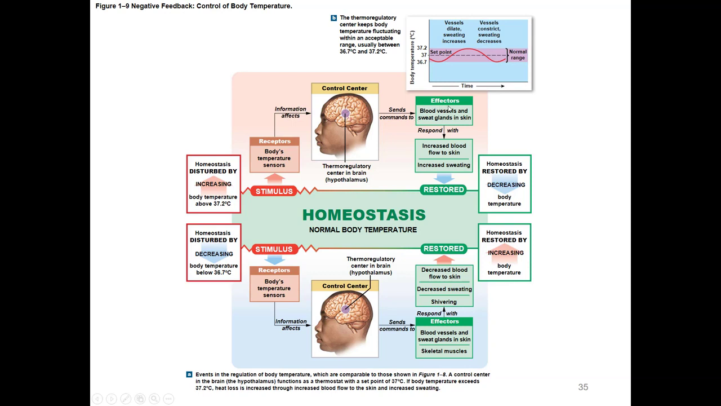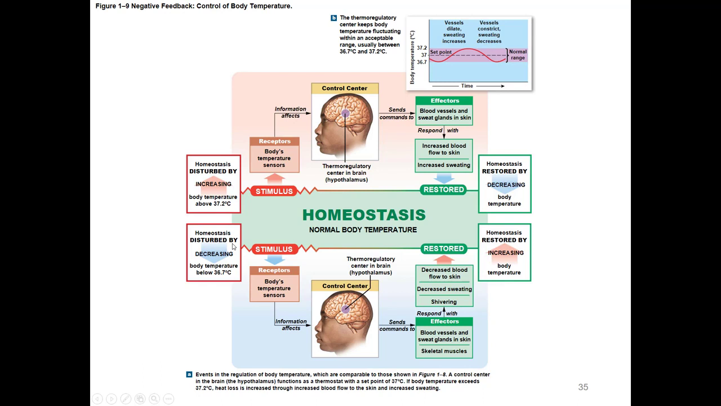Remember, the effectors fix the problem. So in this case, the effectors are blood vessels and sweat glands in your skin. Blood vessels will dilate. Increased blood flow close to the surface of the skin will allow heat to leave through the skin. We will begin to sweat more, and this will help to bring our body temperature back down to normal. So this is an example of a negative feedback loop.